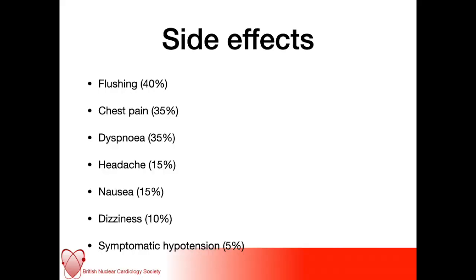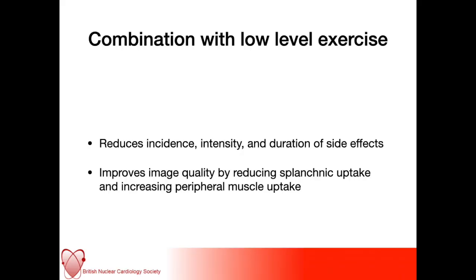The side effects that the patient might experience, most commonly flushing, chest pain, which is not related to ischemia, shortness of breath, headache, nausea, dizziness, unusually hypertension from which they feel symptomatic, only in 5% of cases. These side effects can be attenuated if you combine the pharmacological stress with low-level exercise, and that simply means hand grip, isometric exercise, or a gentle pedal on a bicycle or ergometer, and that reduces the intensity and duration of the side effects, and actually helps the images because it reduces splanchnic circulation, and therefore you get better pictures.